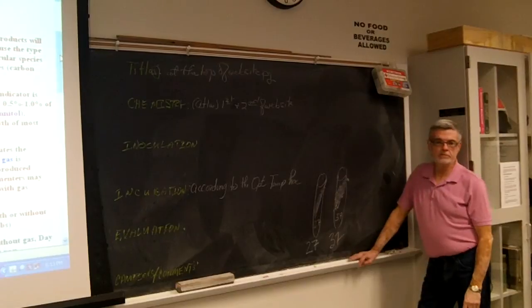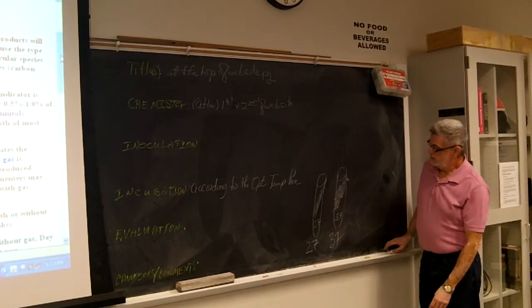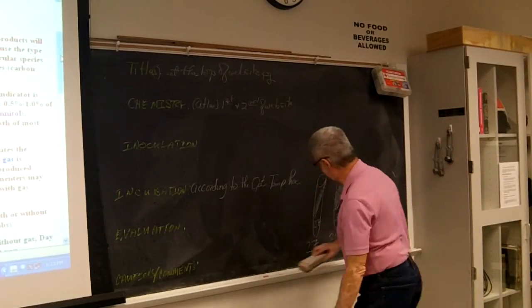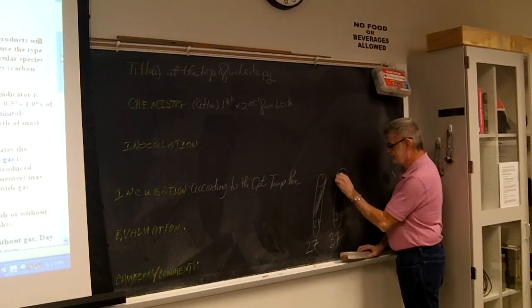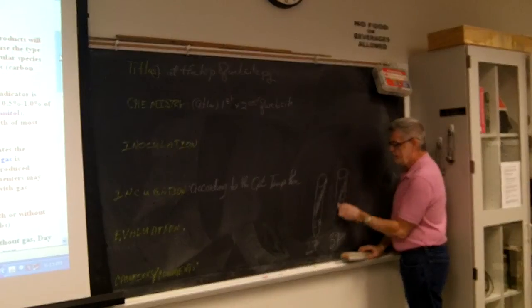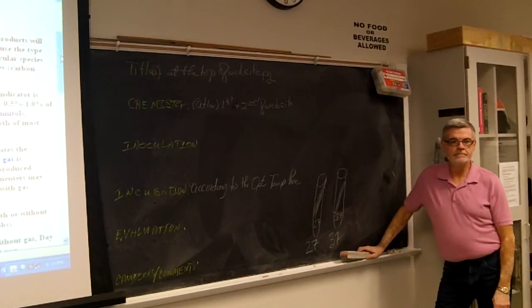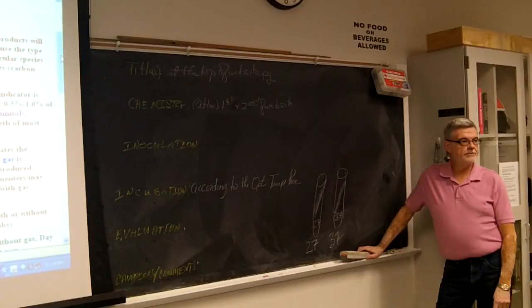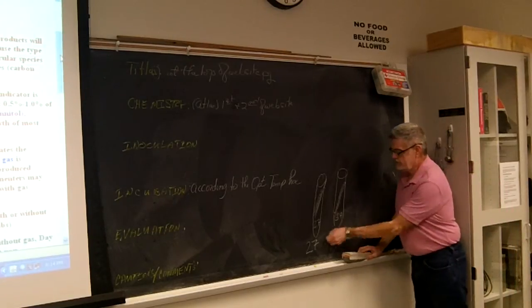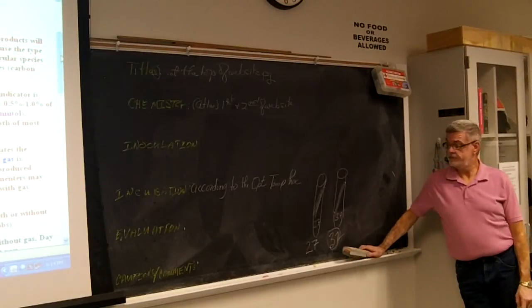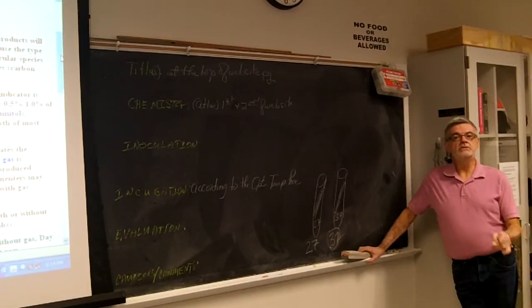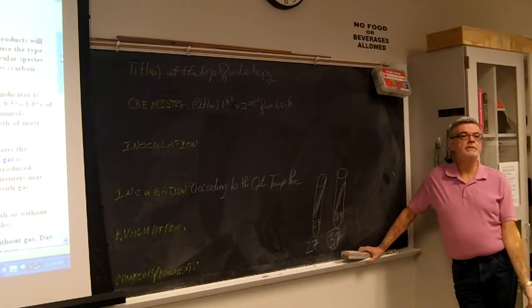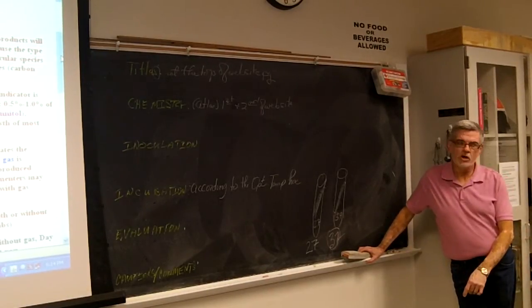So which one of these grew the most? 37. What if you come back and you can't tell the difference? Anybody remember their procedure card? Optimum temperature procedure card? The default is 37. If you can't tell the difference, use 37. So you use the one that looks the biggest as your optimum temperature. If you can't tell which one's the biggest, don't ask me. Use 37.